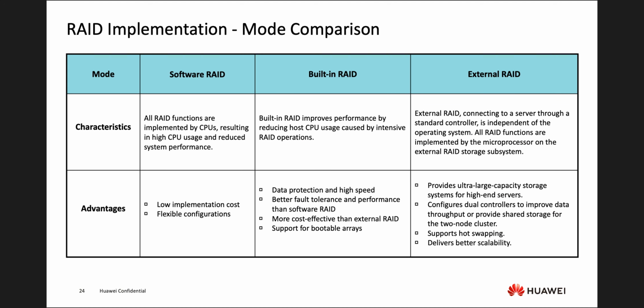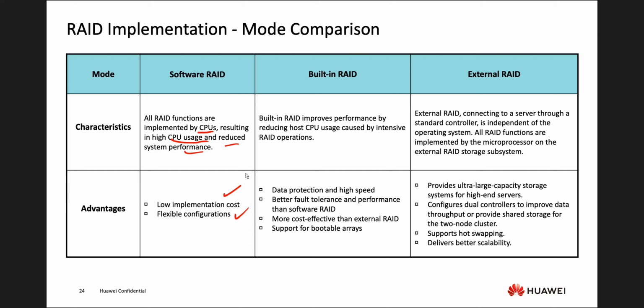You have your software RAID, which is implemented by the CPU. So the CPU usage is high, which leads to reduced system performance because now your CPU has to organize all those drives working together. But the advantages are a low implementation cost and flexibility to configure, because you can do it from the software side. You can delete that RAID if you need to, there's no controller involved, and you can just spin up a new type of RAID you want. We'll get to the different types of RAID later on.